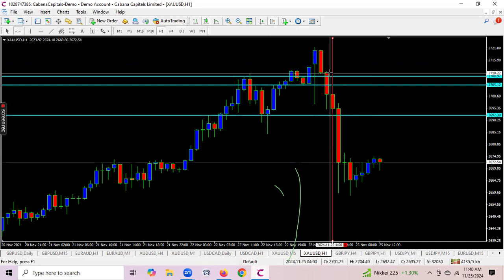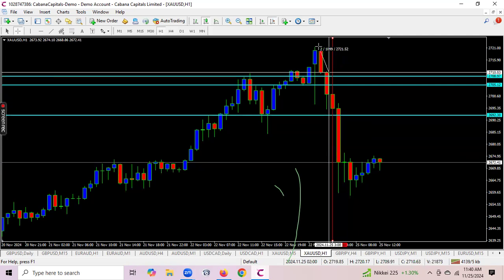If you have sold from this point, your stop loss would have been at this point, which is close to 110 pips. That is still okay for gold. Then your TP, let's say you risk 110 pips. You aim for 1:1.5, 150 pips, or you go for 1:2, which is about 200 and something pips. By now, you should be out of this trade.